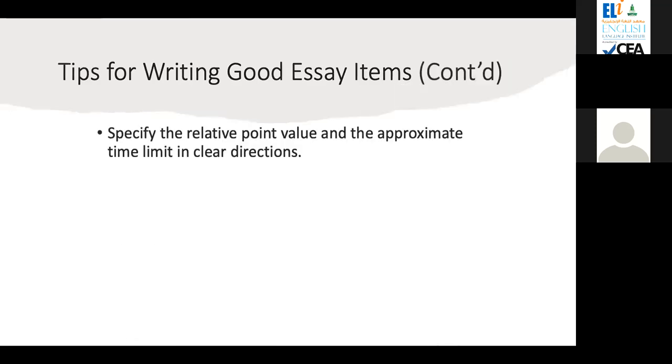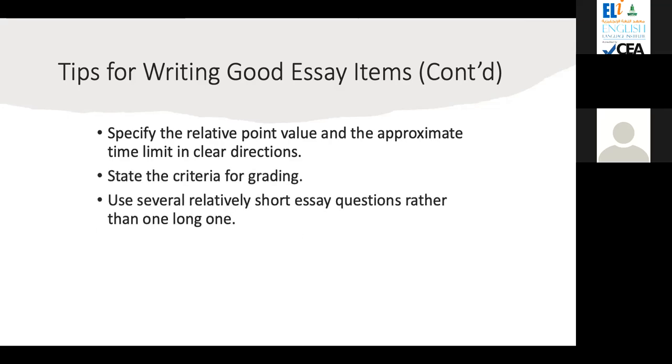Specify the relative point value and the approximate time limit clearly. Relative point value was already discussed earlier, that for writing the introduction, how many points, and then for writing body paragraphs, how many points, and then the time and the clear directions. Clear directions mean, what do you want your students to do? Should they analyze? Should they evaluate? Should they discuss, or what specifically do we want from our students? And then criteria we have already talked about.